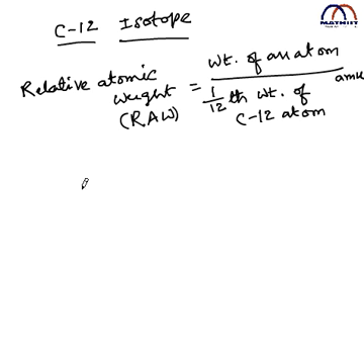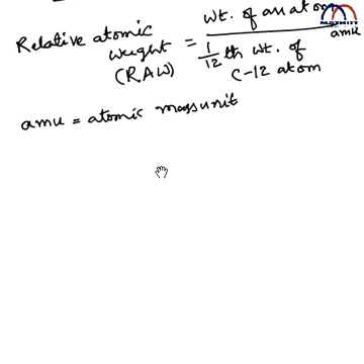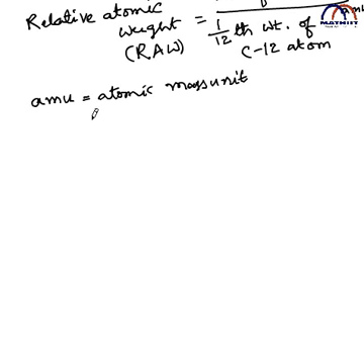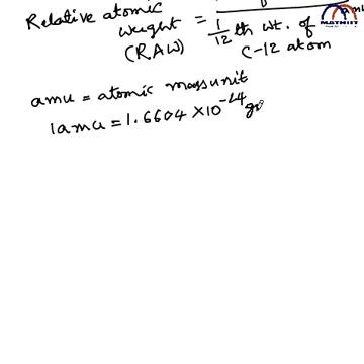What is this AMU? AMU stands for atomic mass unit, which is used to measure the masses of atoms. The experimentally calculated value of 1 AMU in grams is 1.6604 into 10 to the power of minus 24 grams. Just remember this value of AMU in grams.